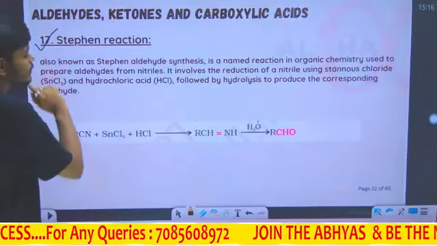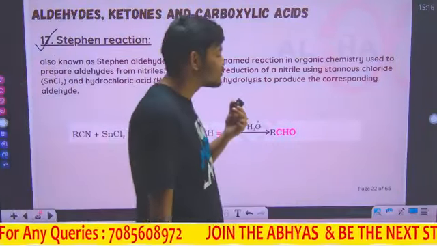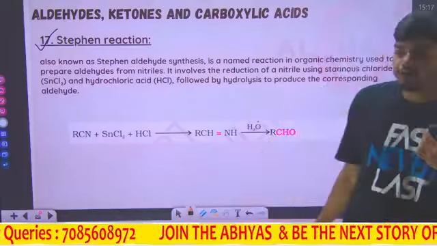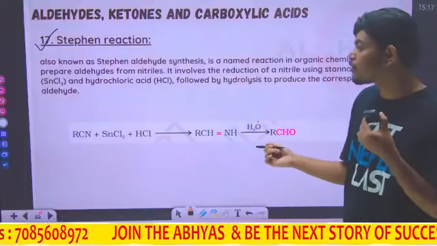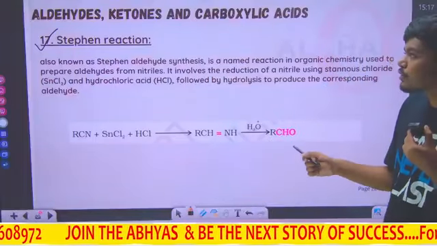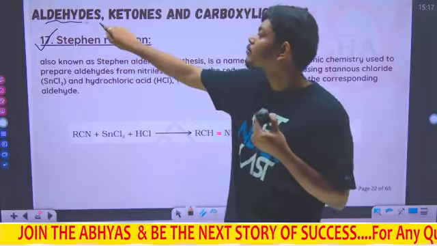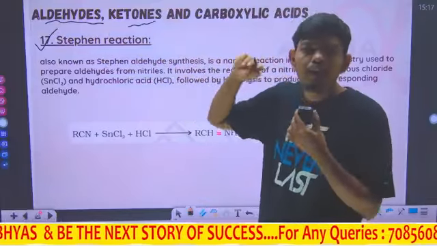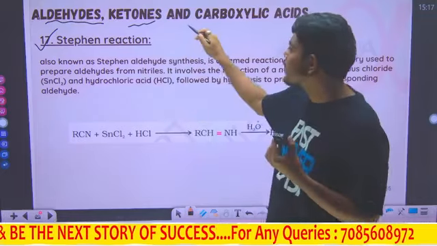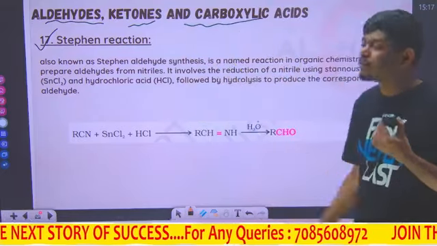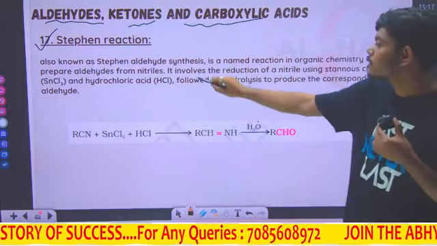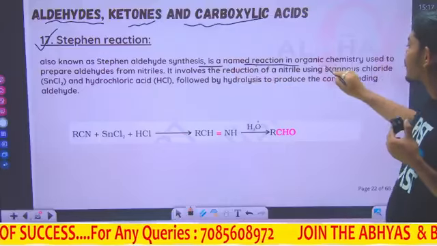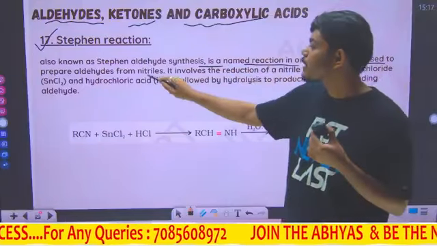Next is Stephen reaction. Stephen reaction is very important. In Stephen reaction, we are converting the nitrile group to your aldehydic group. So this chapter is named aldehyde, ketone, carboxylic acid. So whatever name reactions we are seeing, that's mainly to convert whatever species is given to your aldehyde. We'll come to the ketone and carboxylic acid later. In organic chemistry, it is used to prepare aldehyde from nitriles.